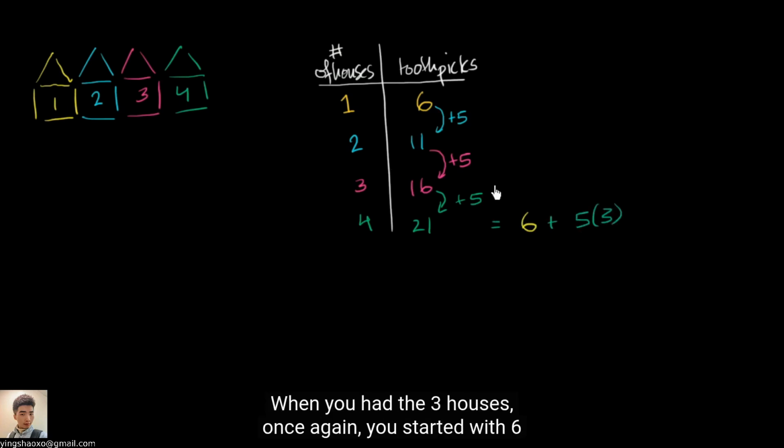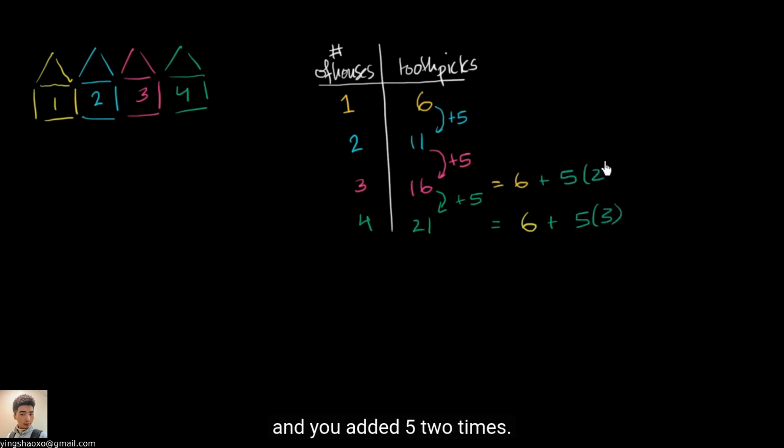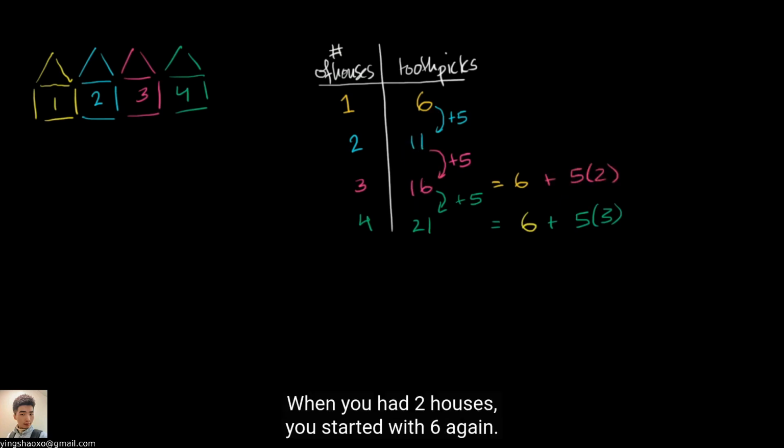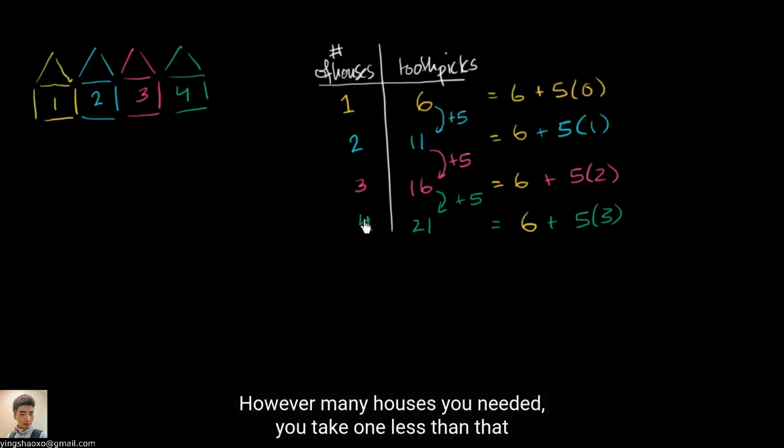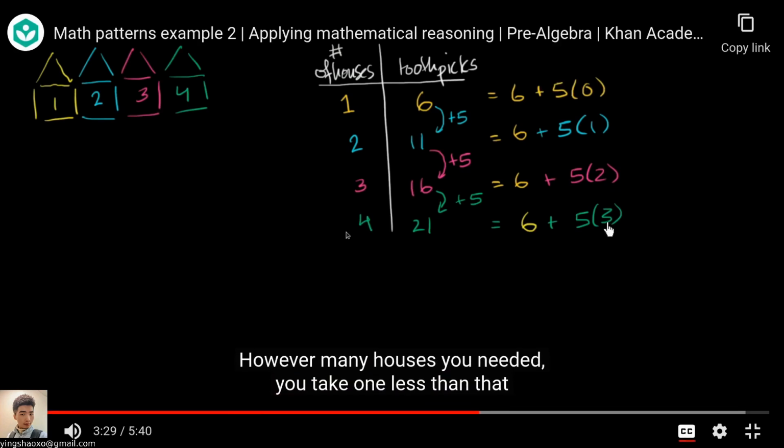And you had the 3 houses again, started with 6, and you added 5, 5 twice. When you had 2 houses, started with 6 and you added 5 once. And then when you had 1 house, same pattern, you started with 6, and how many times did you add 5? Well, you didn't add 5. You could say that you added 0 times. So you might see a little pattern here. However many houses you needed, take 1 less than that.